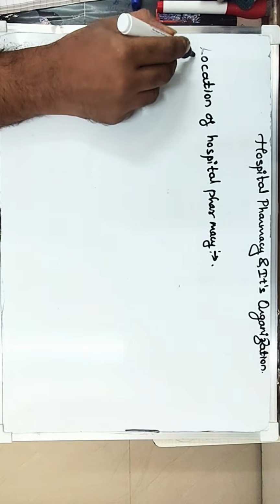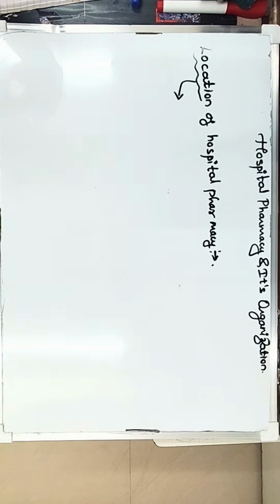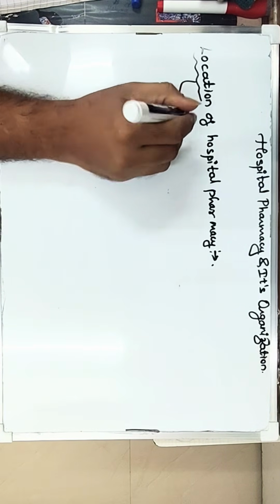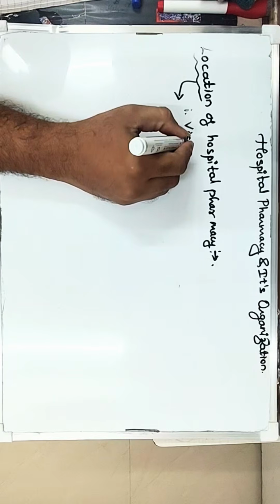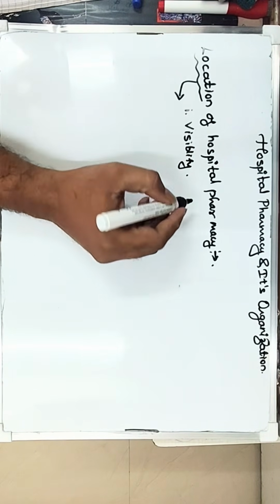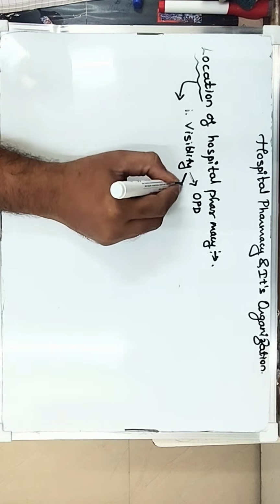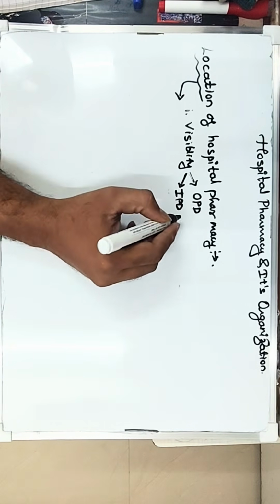For deciding the location of hospital pharmacy, there are multiple aspects that we are going to consider. The number one aspect is visibility. The hospital pharmacy should be visible. To whom? It should be visible to both OPD patients as well as IPD incharges.